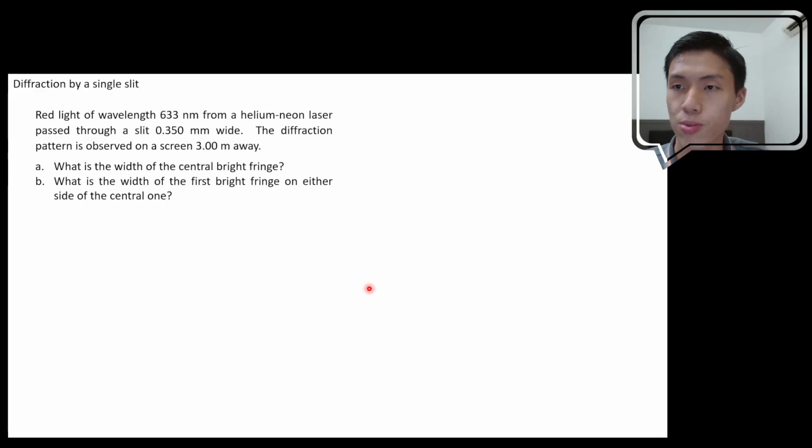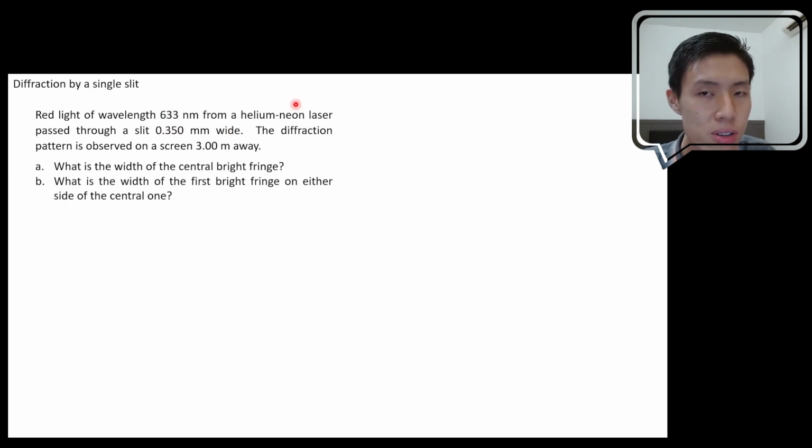Let's try to solve this problem here. We have a red light of wavelength 633 nanometer from a helium neon laser passes through a slit of 350 micrometer wide. So you see that this is a single slit problem because they say a slit. So this is a diffraction by a single slit problem. If you see two slits, then it's an interference by a double slit kind of situation. But this is a single slit over here, and you use red light from a helium neon laser.